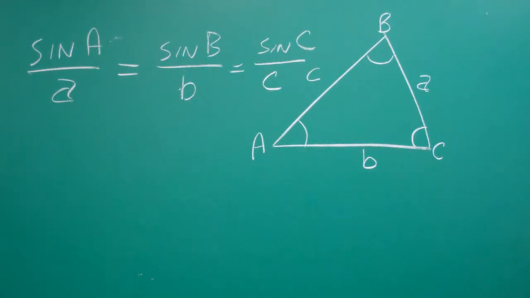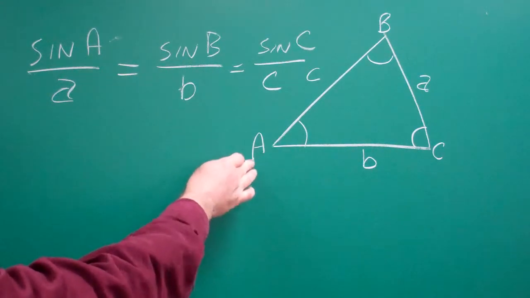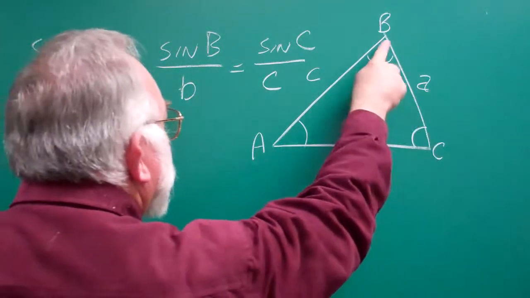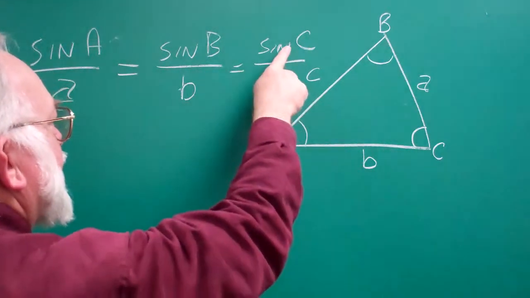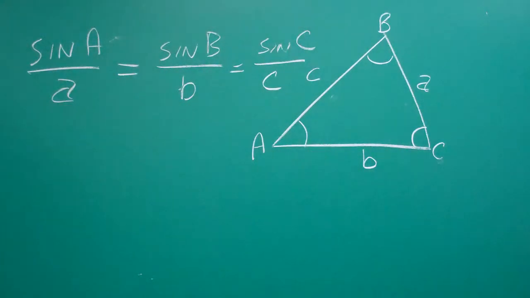And that's the most basic and elegant law of triangle solution that you can get. The sine of angle A over side A equals the sine of angle B over side B equals the sine of angle C over side C.